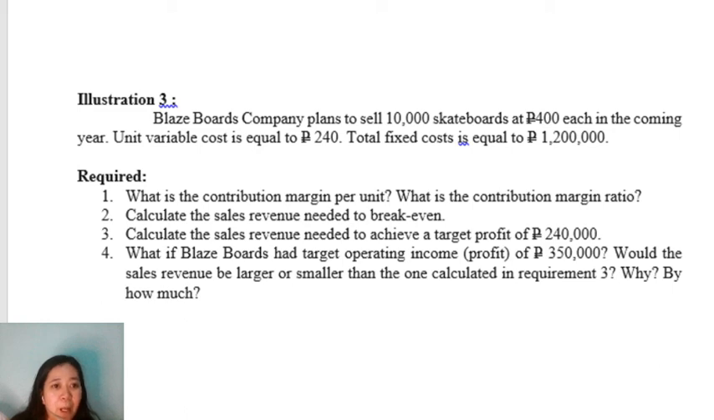Okay, number one, what is the contribution margin per unit? What is the contribution margin ratio? Calculate the sales revenue needed to break even. Calculate the sales revenue needed to achieve a target profit of 240,000. Number four, what if the company has targeted operating income or profit of 350,000? Would the sales revenue be larger or smaller than what we have calculated in requirement number three? Why and by how much?